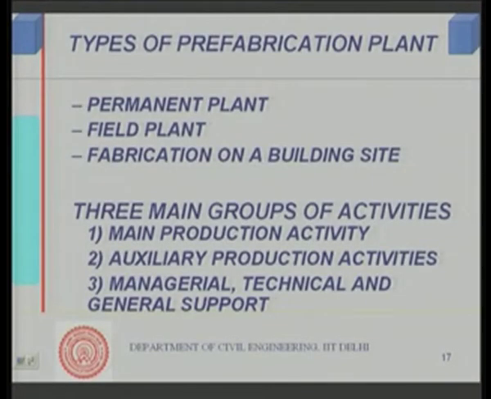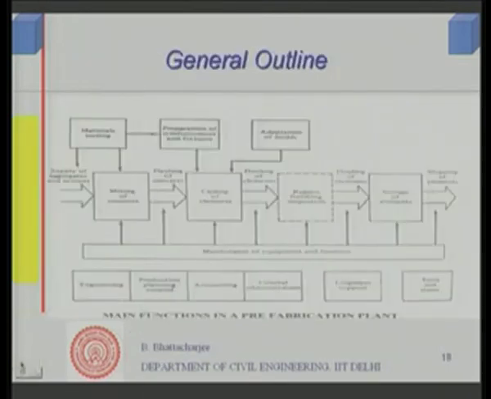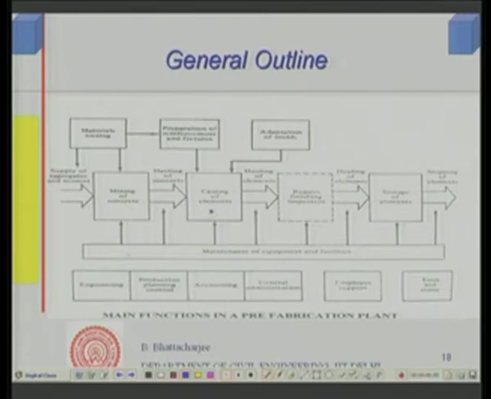There are 3 main groups of activities in a prefabrication plant: main production activity, that is the main concreting activity, auxiliary production activities, and managerial and technical general supports. Now, let us look at these activity situations. This line shows basically the main activities, that is concrete production, casting of elements, mixing of concrete, then preparation, and inspections, etc., then it is going out.